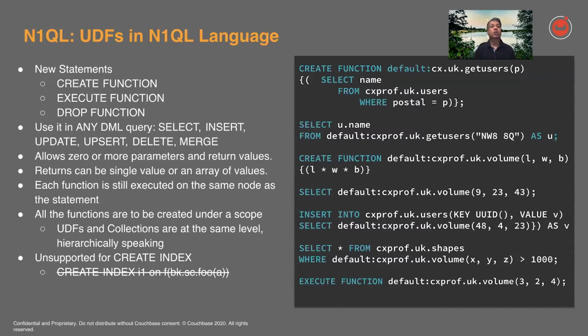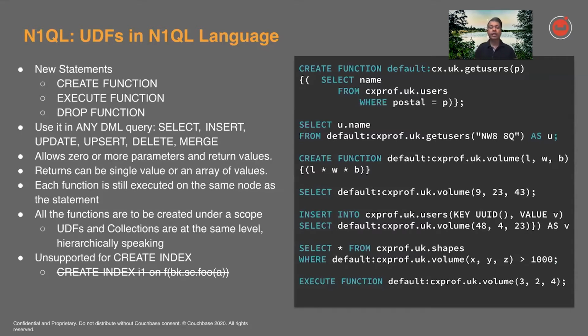Commonly used queries or logic can simply be defined inside the bucket and invoked by the developers with the right parameters. We introduce 3 new statements: create, execute, and drop function. Once the function is defined, it can be invoked in any of the DMLs. Each function has 0 or more parameters and return values. Each function is executed on the same node in which the statement is executed.